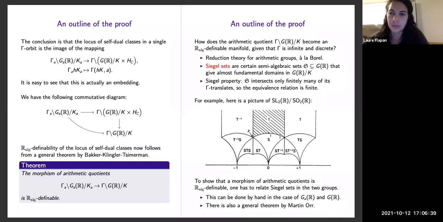Can I ask a question? Go ahead, please. So how does this period map from X to G mod K mod gamma compare to the classifying map when you view the Hodge metric as harmonic metric? Yeah, it is exactly that. Except that the group is slightly smaller.